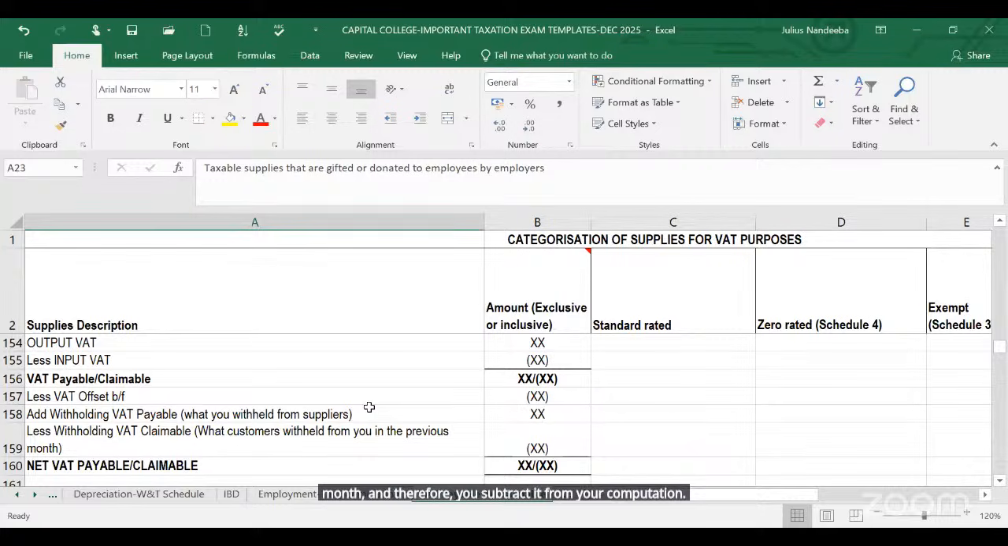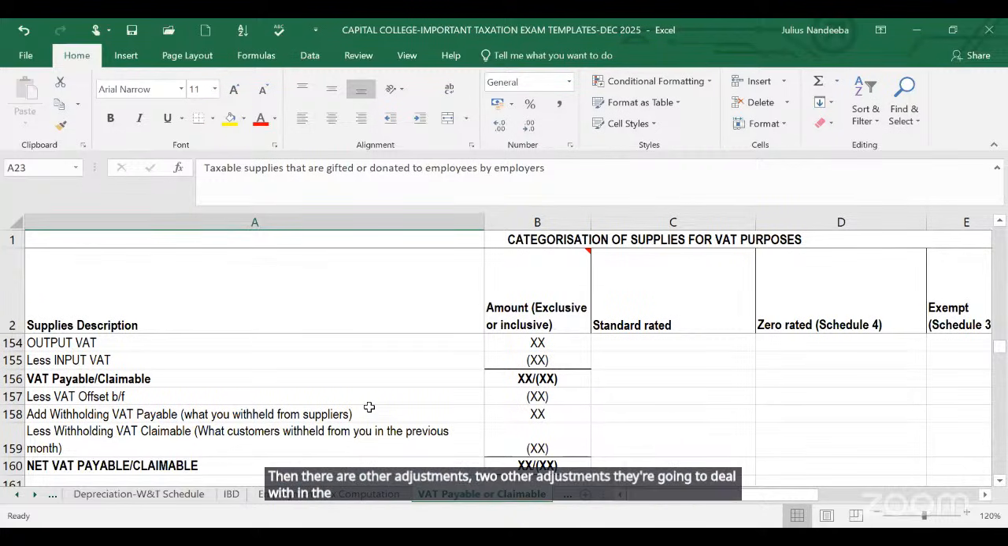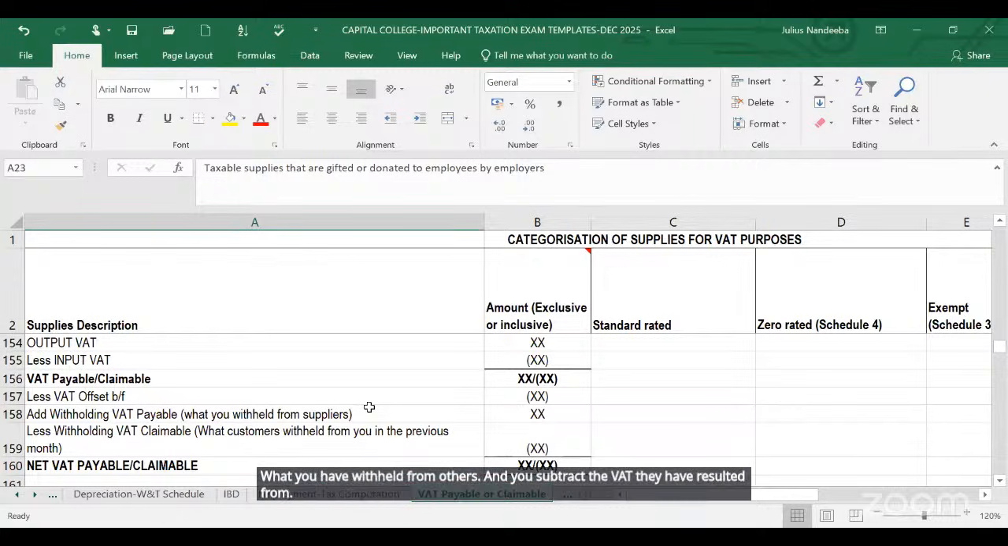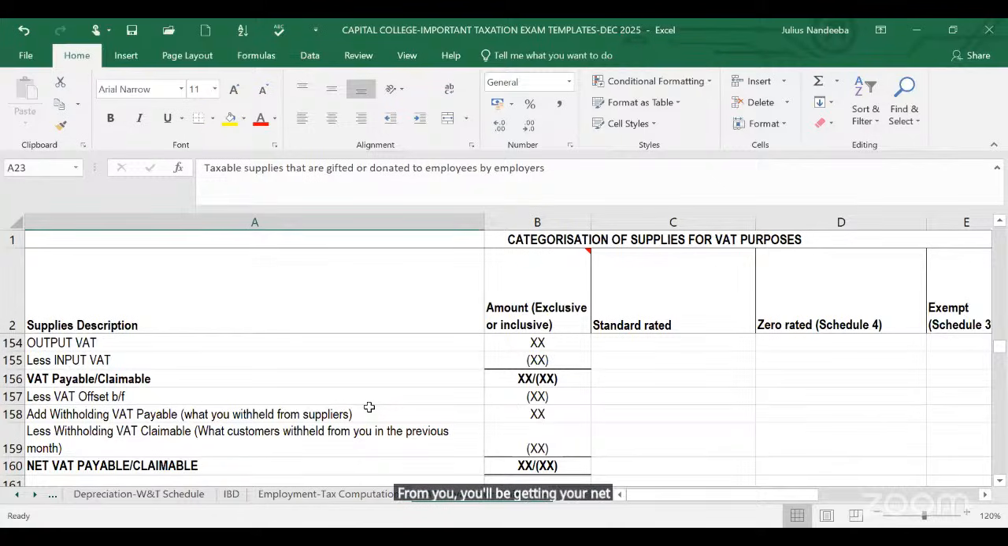Then there are 2 other adjustments you're going to deal with in the VAT computation. One to do with the VAT that you have withheld from your suppliers, and then the VAT they have withheld from you. So after running the formula as output VAT minus input VAT, you get your first VAT payable or claimable. From that, you remove any offset, and then you add any VAT that you have withheld from others, and you subtract the VAT they have withheld from you. You'll be getting your net payable or claimable.